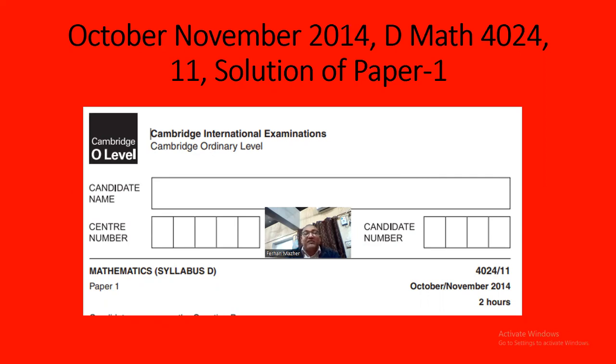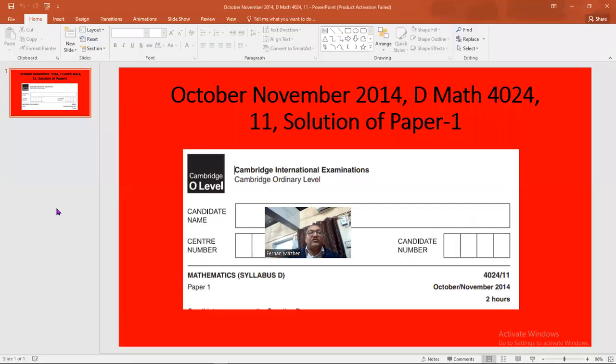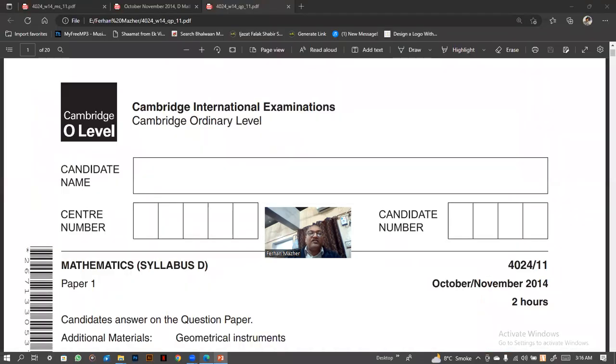Mathematics Syllabus D. We call it D Maths 4024. Today we have set our hearts to solve a paper 1, and we have selected October-November 2014 1 paper. This paper 1 belongs from the Zone 1 or the Variant 1. So let's start today's paper. In this video, I'm going to present to you the solution of this paper.